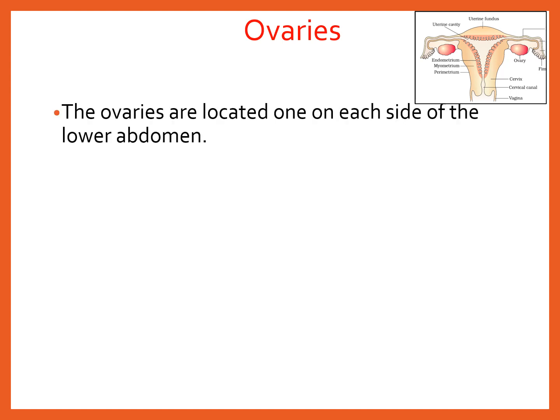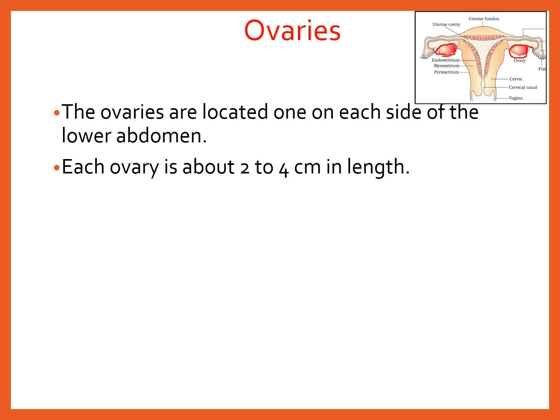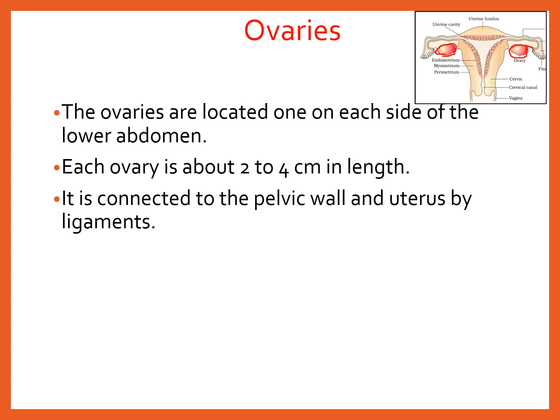The ovaries are located one on each side of the lower abdomen. So here you see one ovary and here you see another. Each ovary is about 2 to 4 centimeter in length. It is connected to the pelvic wall and uterus by ligaments. So here you see the ligaments. So these ligaments help in connecting the ovary to the pelvic wall.